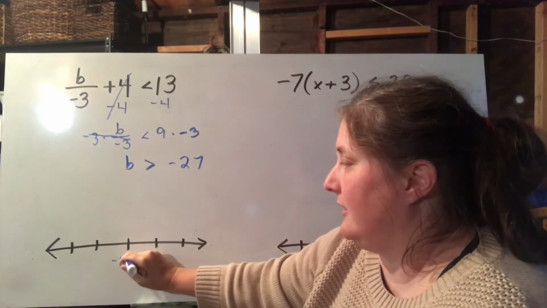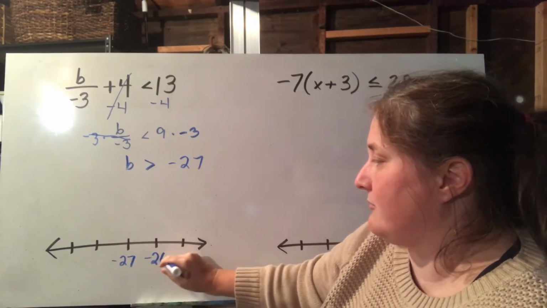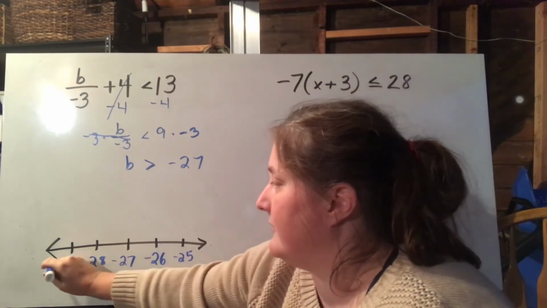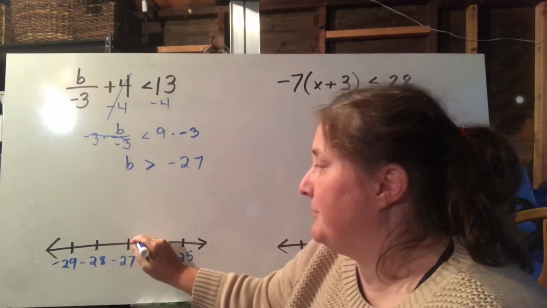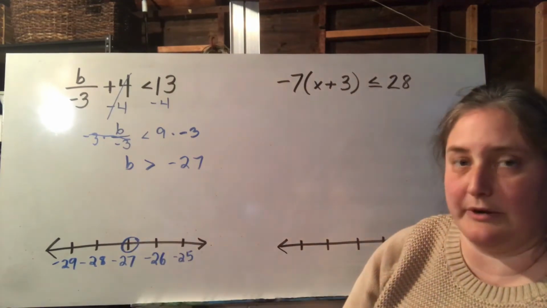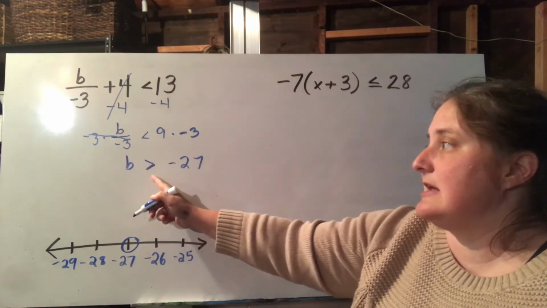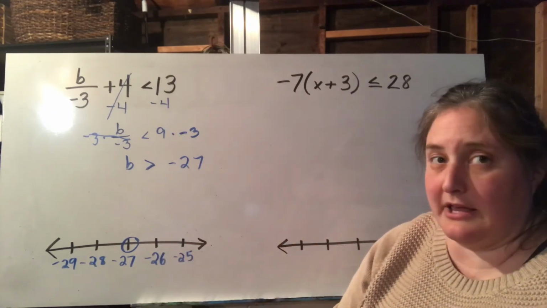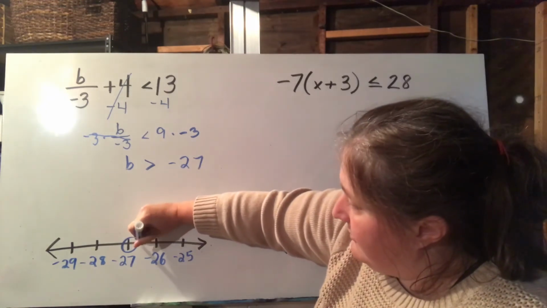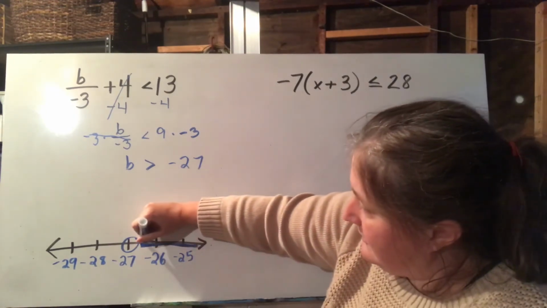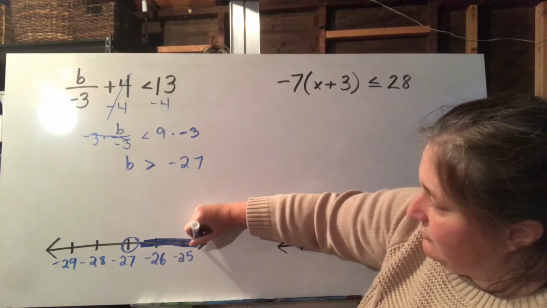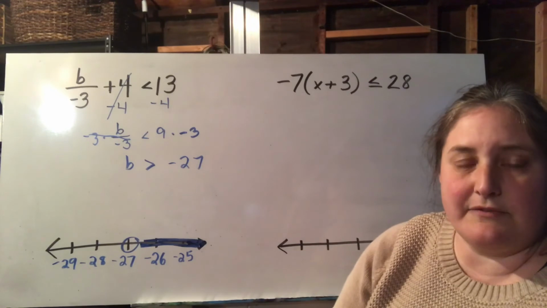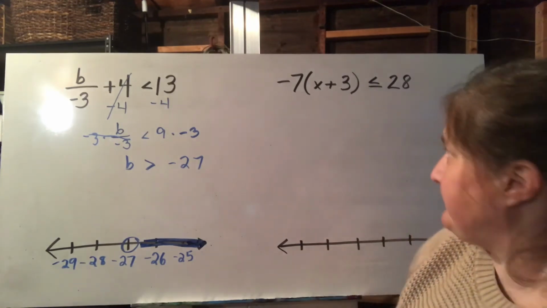So negative 27 goes on my graph, a few things greater than negative 27, and a few things smaller than negative 27. I'm going to put an open circle at negative 27 because b cannot equal negative 27, so this is not a solution. But b is greater than negative 27, so anything in this direction I want to highlight, including the arrow, which signifies that my solutions continue on in this direction, even past where my number line ends.